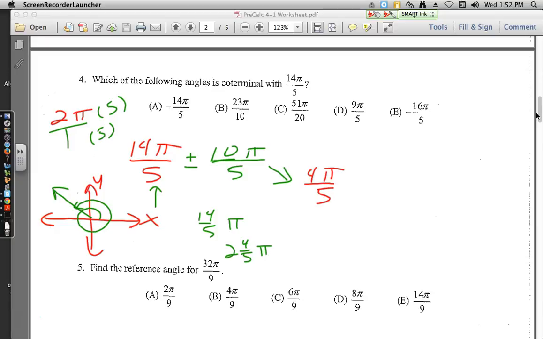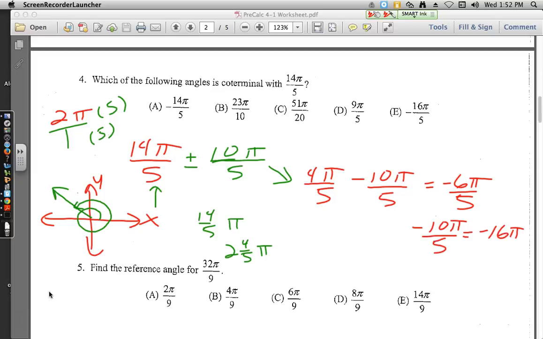Now, that's not one of the answers up there, so I try again and again. What I am really subtracting when I'm subtracting 10 pi over 5 is 2 pi. I'm trying to get it to land at that same spot again. And so that would give me a negative 6 pi over 5, which, again, is not one of my answers up there, but I keep trying and I subtract another 10 pi over 5, and that gets me negative 16 pi over 5, which is one of the answers up here.